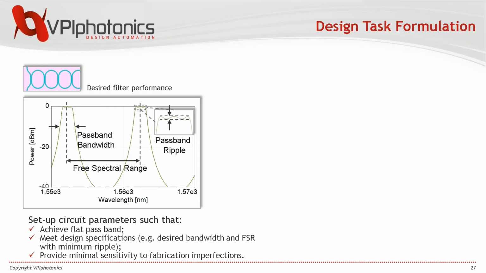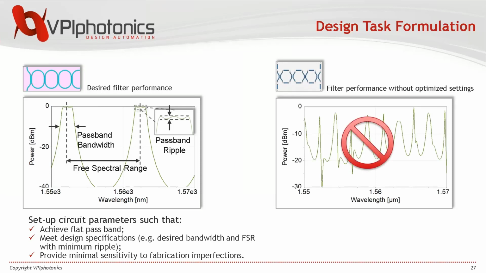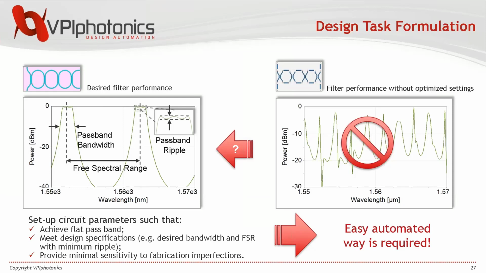Surely there are more parameters such as insertion loss, steepness of these passbands, and so on, but we concentrate mainly on bandwidth and ripple in our case. But if we just plug in all modules together with some parameters, which we probably can take from the literature or somewhere else, we will most likely obtain something like that. So just a mess, nothing like on the left side of the slide. And so the question is, how can we adjust our parameters in order to obtain from this mess our good add-drop filter? So yes, we need an easy automated way to do that.